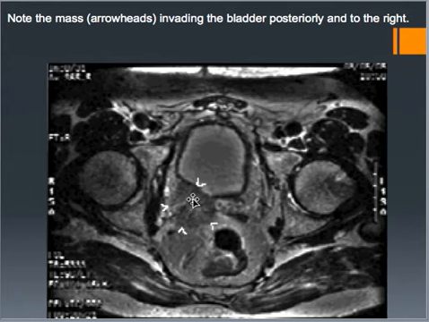This is a mass in the bladder, so you can see these little white arrowheads are kind of pointing all around it. So it's all this darker area right here. It's invading the bladder posteriorly and to the right. So here's your bladder. See how it's kind of pushing on it? Well, not your bladder, but someone's bladder.